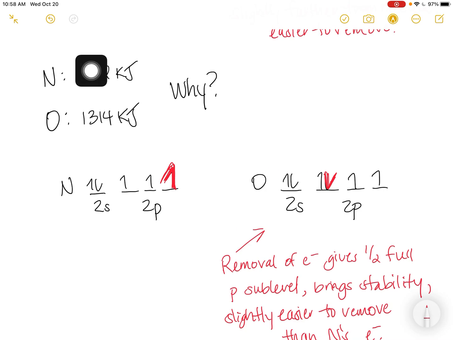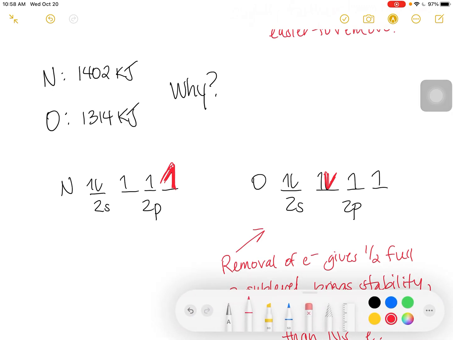Again, we're not talking about a lot, just a slight difference in energy. So is it important to know that these irregularities exist? Yes. Is it important to attempt to memorize every single one? No. It's just important that you know that there are some exceptions to the rule.